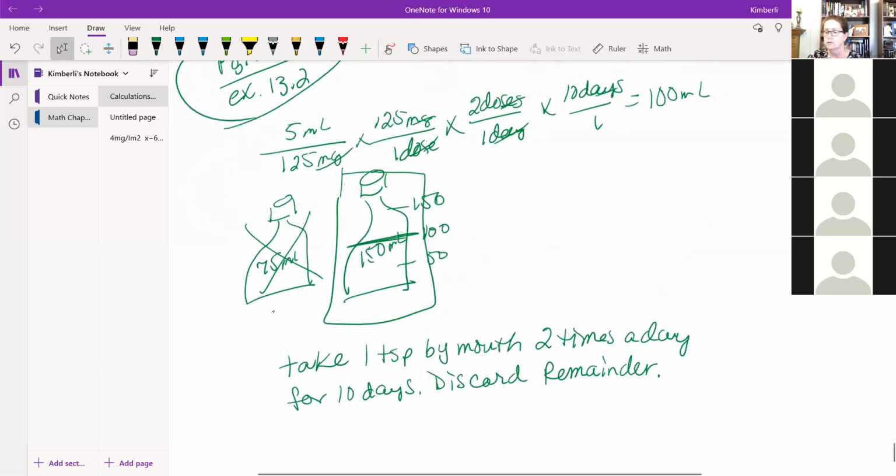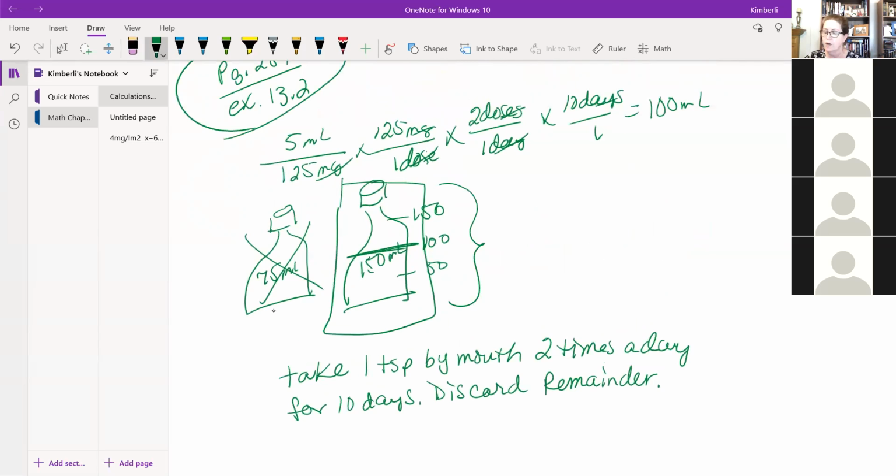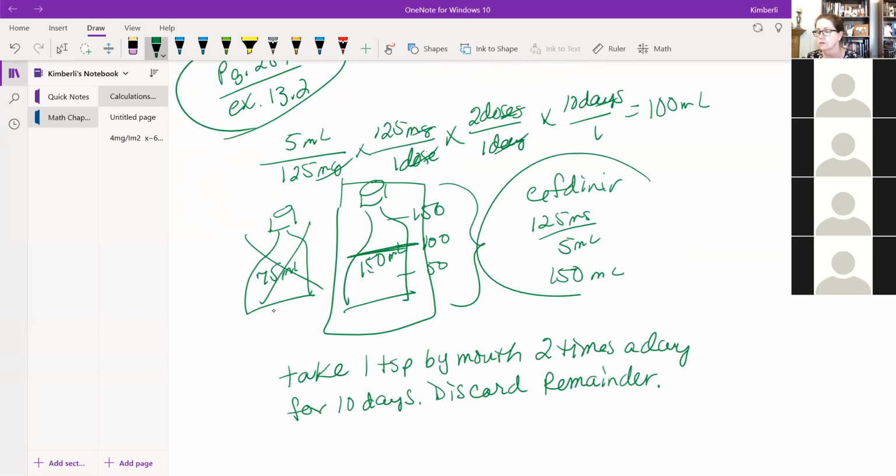Now you're going to charge the insurance company though for the whole bottle because they're going to waste 1/3 of it. So when you choose this, you're going to choose the Ceftonir with the correct strength, which is 125 milligrams per 5 mLs, and you're going to choose the 150 ml bottle, and that's what you're going to charge the insurance company for. Because if it doesn't come in 100 milliliters, you can't give them 100 milliliters.